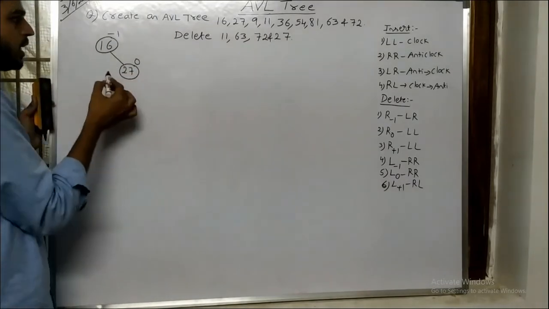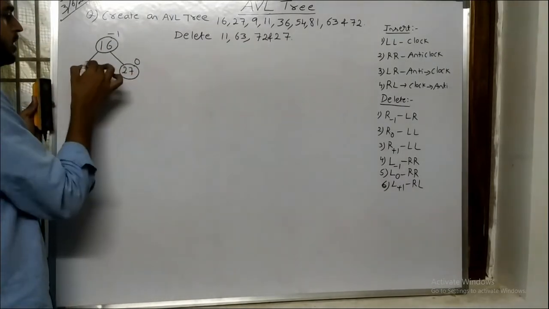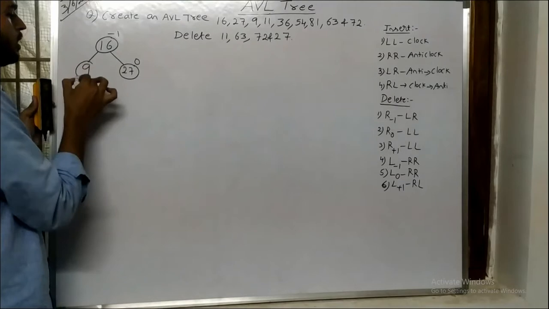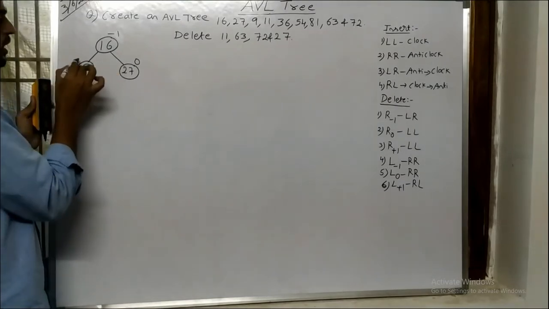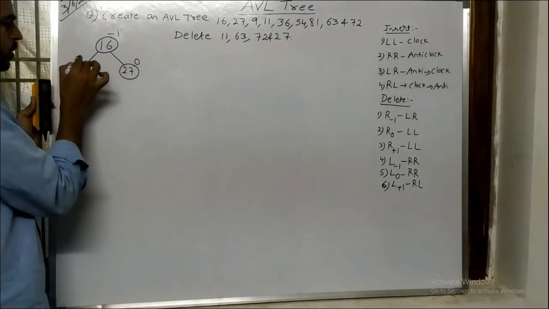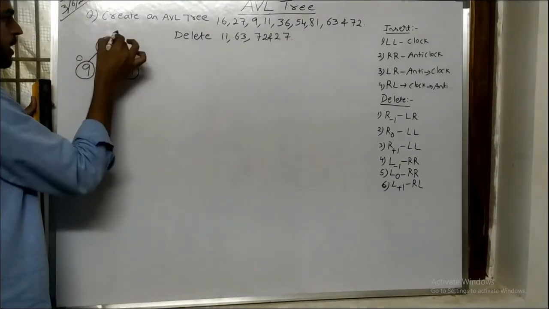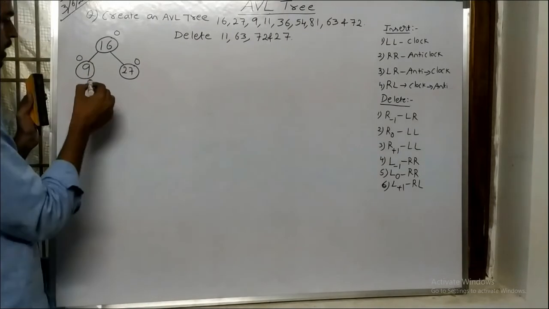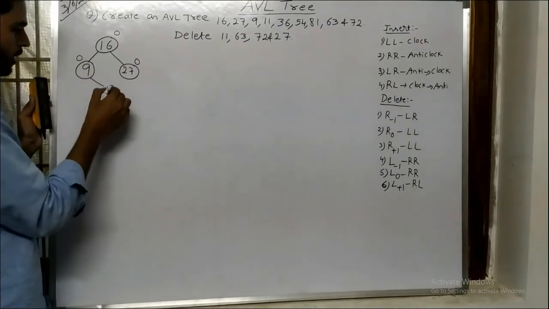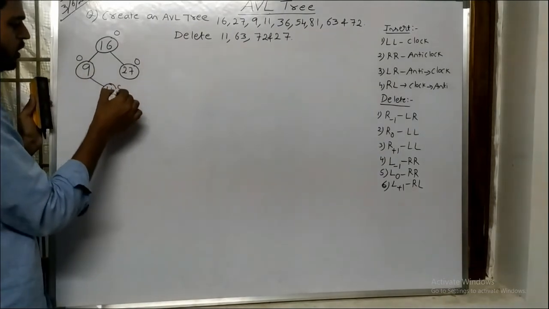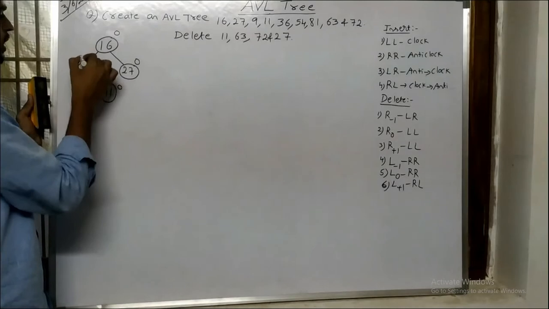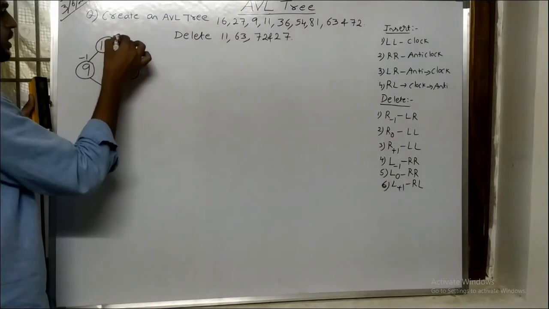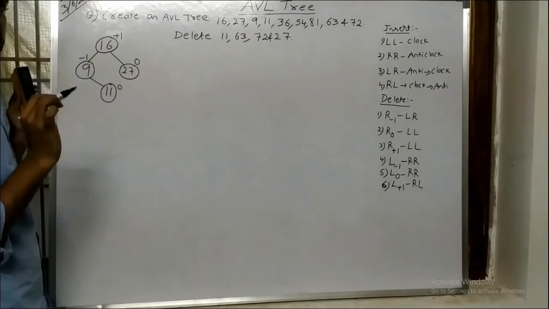Then I will insert the node value 9. Yes, 9 inserted. After insertion you need to make modification, right? Here the balance factor is 0. And I am going to insert the value 11. 11 will be inserted here. Balance factor is 0, this is minus 1 and this is plus 1.